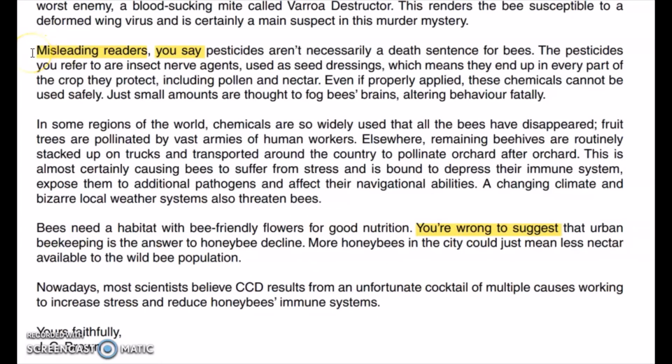The next paragraph starts with misleading readers. It's an ing verb. Look at the different types of sentences that are used here: starting the sentence with an ing verb. Misleading readers, comma, you say pesticides. It means that you are writing different types of sentences in your formal letters as well. Then you are saying you're wrong to suggest. You're wrong to suggest means you're very politely, or formally, telling the other person that he was wrong. You are not being harsh here.